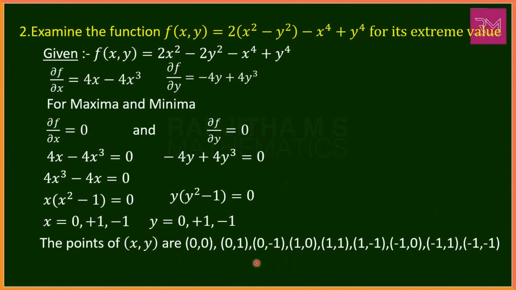After obtaining points, we have to find a, b, c values and then construct a table. Hence, we get the extreme value for the function f of x, y. This is also a procedure to solve for the extreme value of the function. Next step, we have to find a, b, c. For that, we require del f by del x and del f by del y.